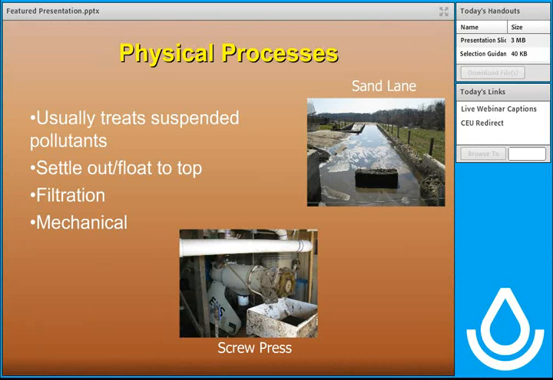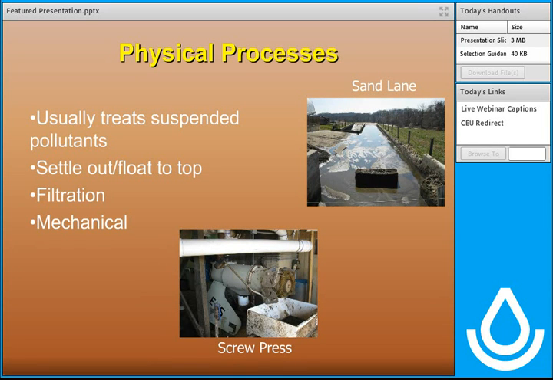So let's begin with the physical processes. This is the one that the audience is probably the most familiar with, and for the most part, it's the easiest to deal with. These are the operations that deal with the chunks, and that's what I like to call them, the chunky material. Physical processes usually treat solids that are in suspension rather than dissolved solids. But just to mention, there are also some other technologies such as chemical amendments that can be used to help with this as well.